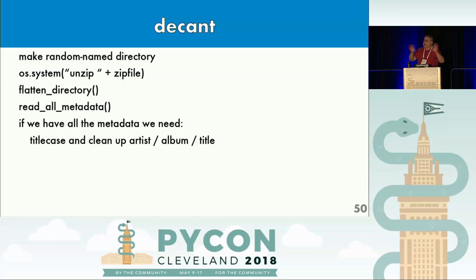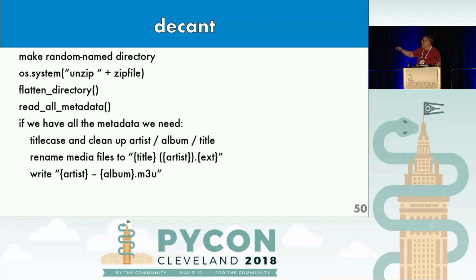So I just use title case on everything, and there are a couple of things that title case screws up, like punctuation, like apostrophes. It capitalizes the letter after it. So I have a couple of special case fixes, but that gives me clean artist, album name, and title, and now I have everything I need. I rename all the media files themselves the way I want them. I create a playlist with the files in album order. I rename the directory the way that I want that, and we're done.